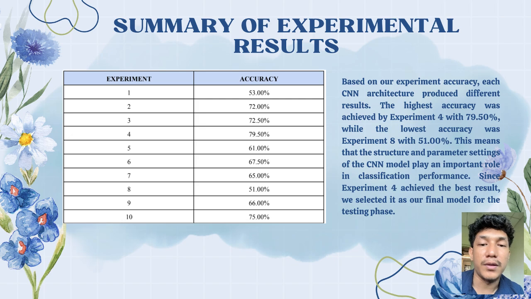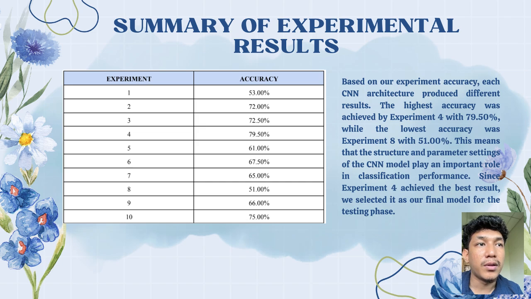The summary of the experimental result. This slide shows the result from all 10 experiments. Each CNN model gives a different accuracy. The highest accuracy was 79.5%, achieved by experiment 4. The lowest accuracy was 51%, achieved by experiment 8. This tells us that the CNN architecture is very important. Small changes to the model can improve or reduce the performance.